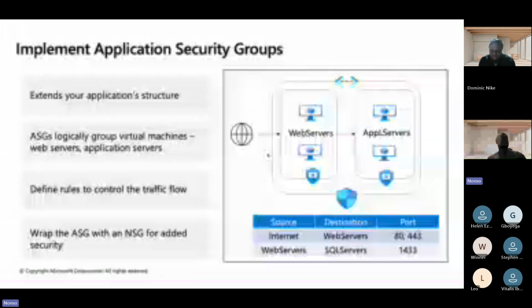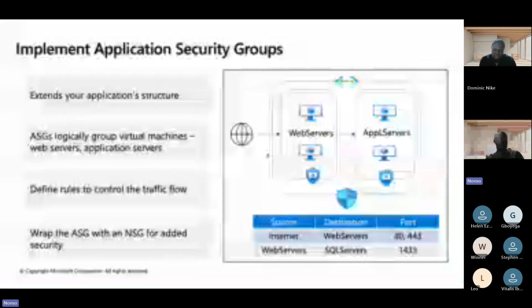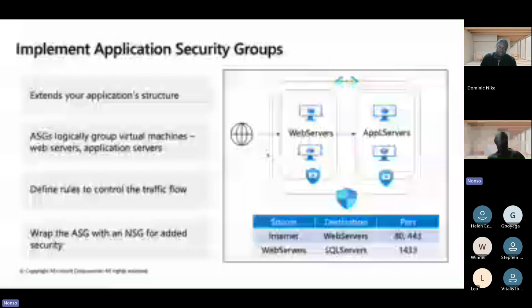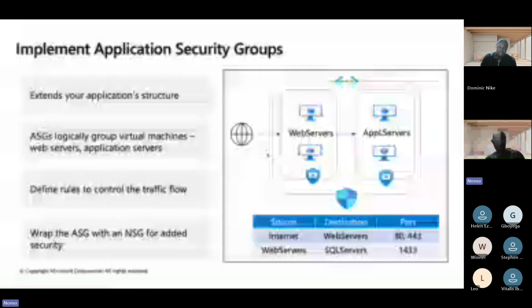Port 1433 is for SQL databases. Port 5432 is for Postgres. I can create a group, a rule that groups all these things together. So that's basically what ASG is all about. If you want to create a group, a bunch of rules grouped together, they call it application security groups.